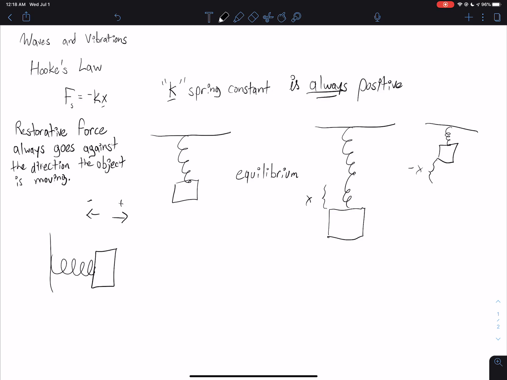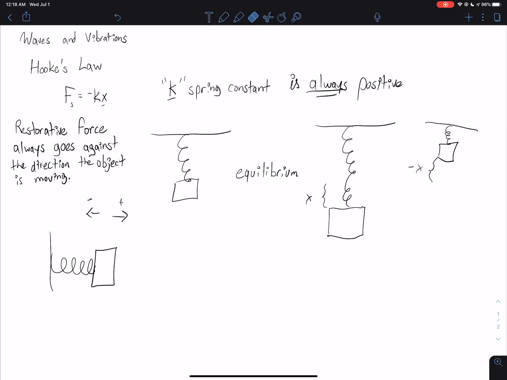Okay, so this means that if the spring is being stretched to the right, our restorative force is going to want to bring it to the left. If we're compressing our spring to the left, our restorative force is going to want to expand it to the right to bring it back to that equilibrium point, right? And if we just check the math real quick, right? Okay, let's say we take our box and we bring it more to the right, right?